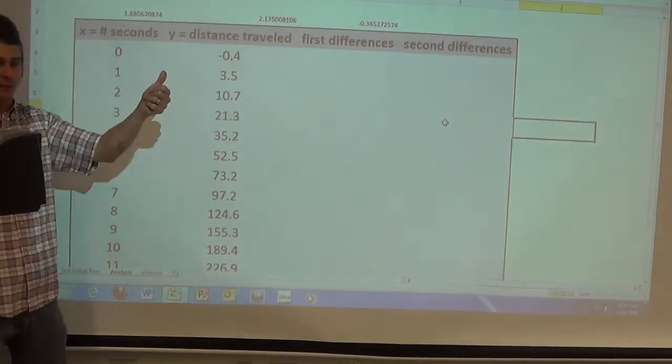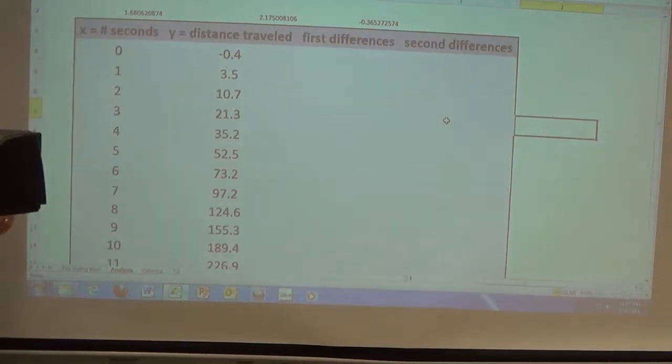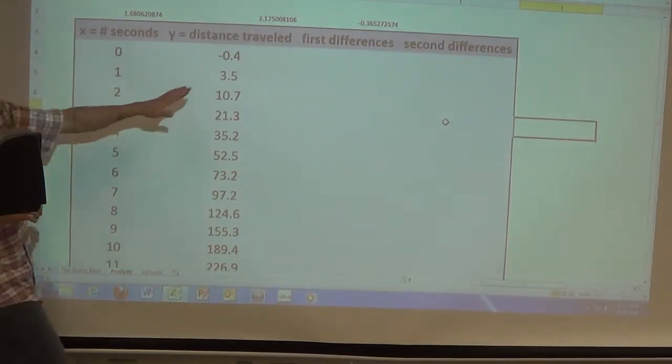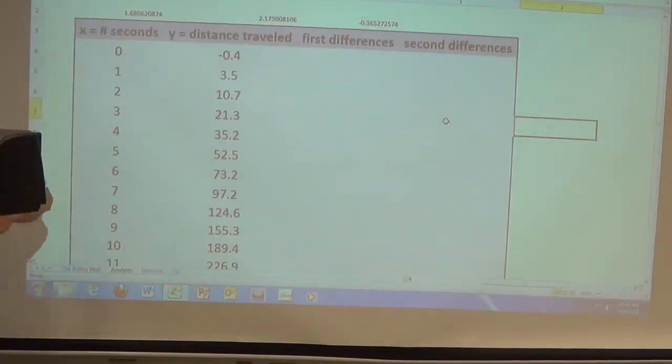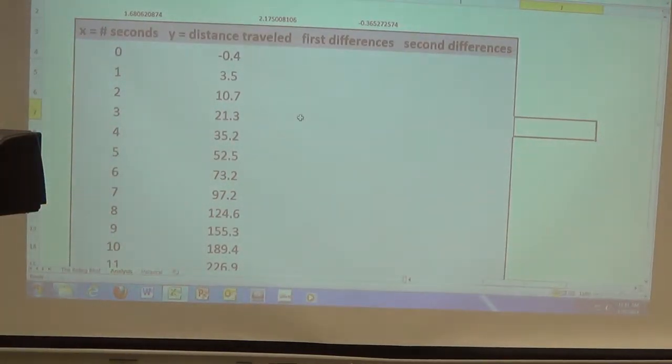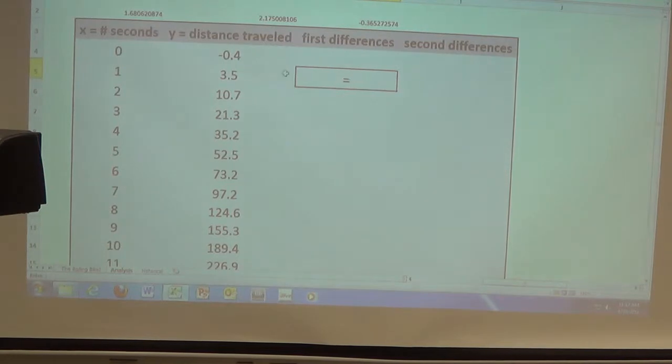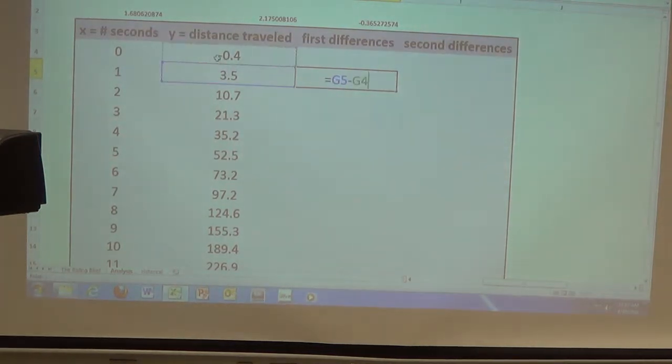Notice this is negative 0.4, which is the model's prediction, right? The model predicted negative 0.37, which rounds to 0.4. So what we can now do is look at those first and second differences we were talking about over there. So let's do that. And this is the beauty of Excel.